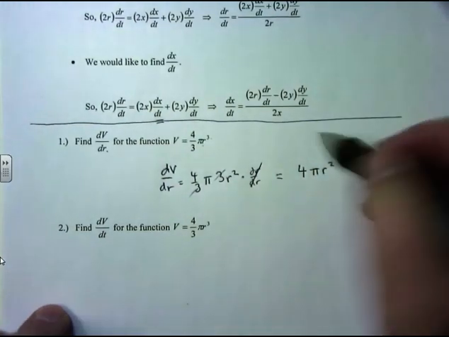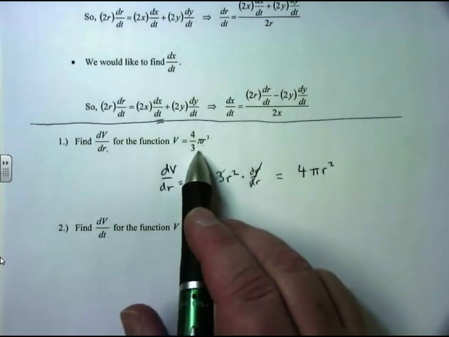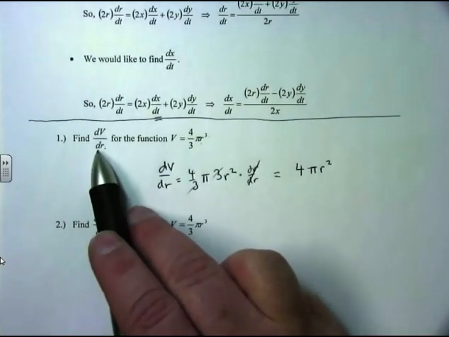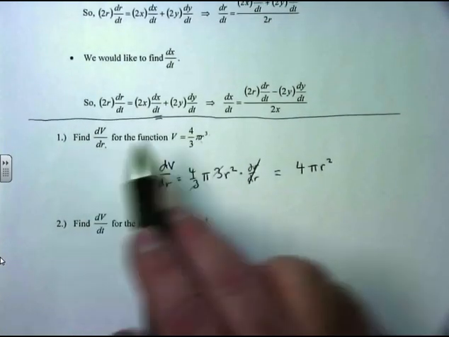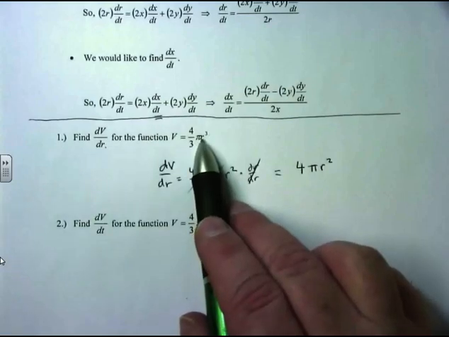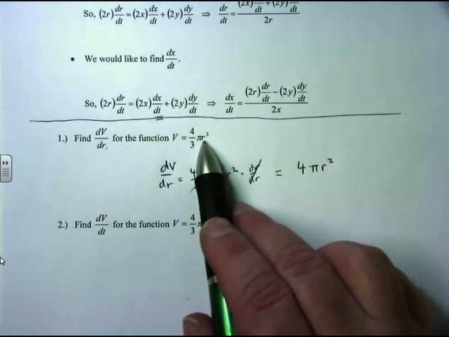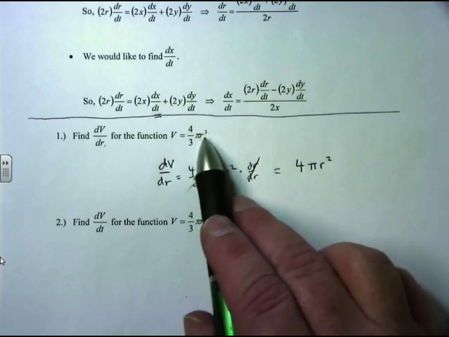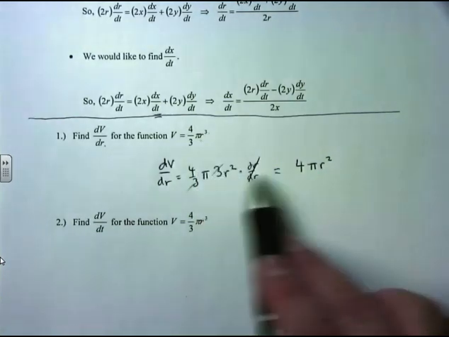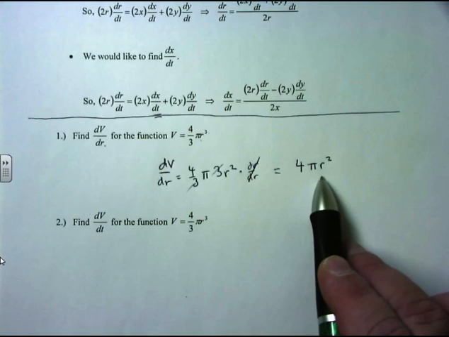So, in other words, because I'm taking the derivative of v with respect to r, and r is the variable in my equation, I'm just taking the derivative normally. So 4/3 pi is a constant, the derivative of r cubed is 3r squared, and then clean it up, I get 4 pi r squared.